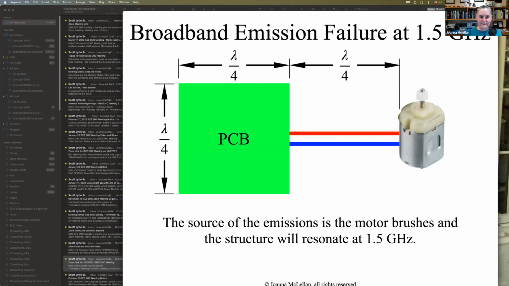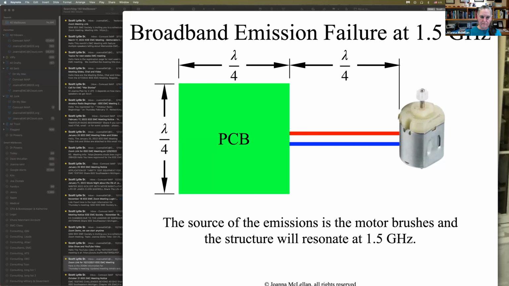I cut the antenna in two and put a big resistor between the two halves. And so the resonant structure that was formed between the quarter wavelength length of the PCB and the quarter wavelength of the wire, I cut it in half. I cut the antenna in half and I put a big resistor between the two halves. It couldn't radiate anymore because the current was substantially lower by orders of magnitude.